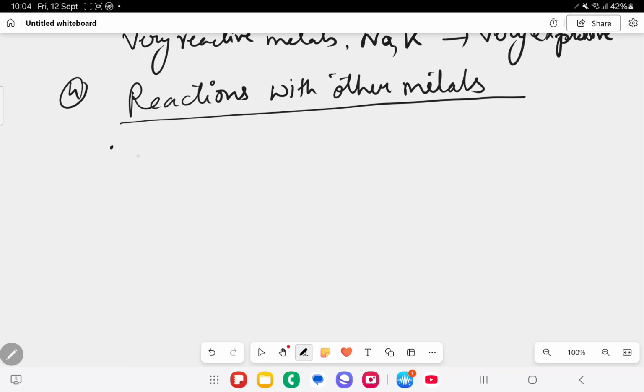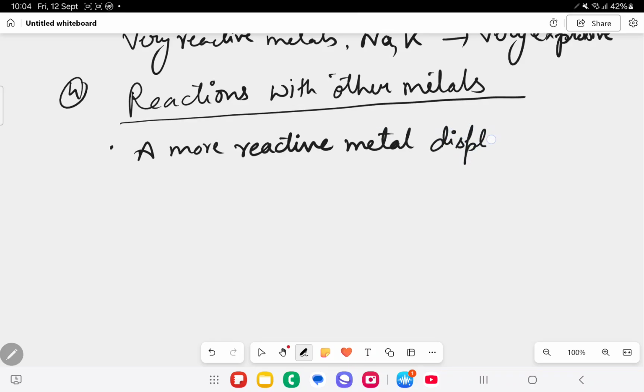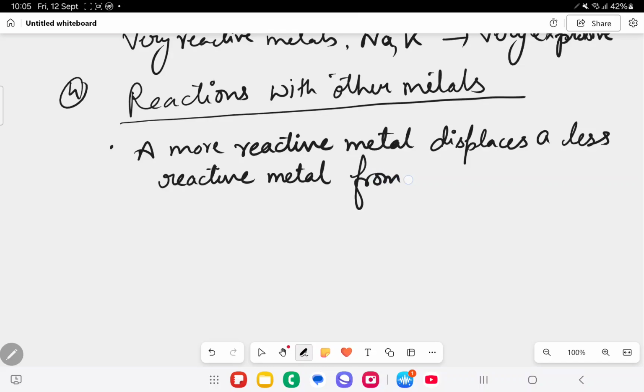What will happen? A more reactive metal displaces a less reactive metal from its salt solution.